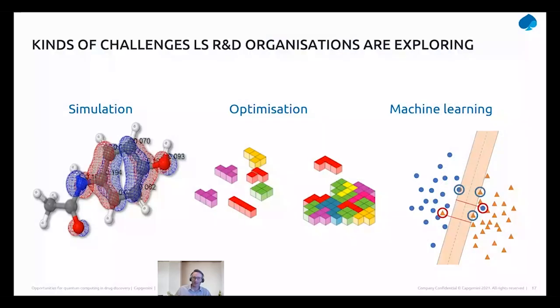So if we take a bit of a step back again to a high level, the sorts of challenges that life sciences R&D organizations are exploring are the same as other organizations. They're looking at simulation, they're looking at optimization problems, interesting combinatorial problems, and they're beginning to look at where quantum machine learning might have an impact as well. So where are we now with this? I'm just going to take a few slides to talk about where we are in the current NISQ era, and then talk a little bit about some of the things which people are exploring in the industry already.